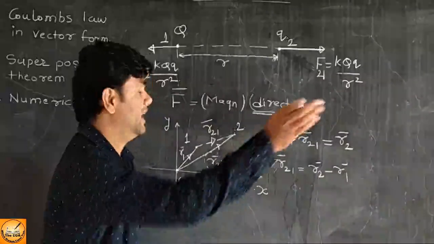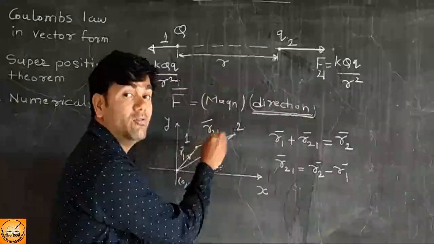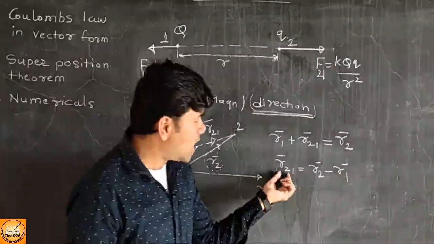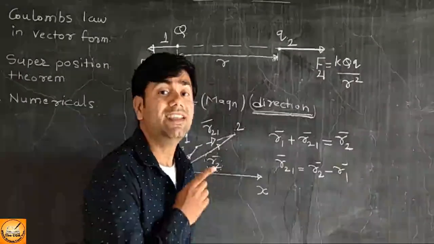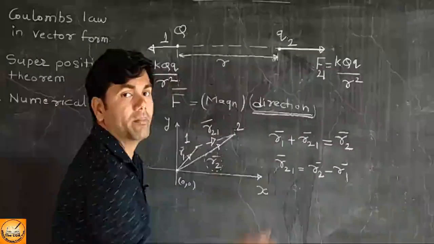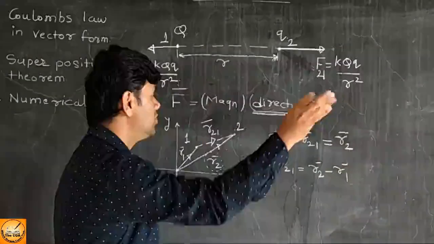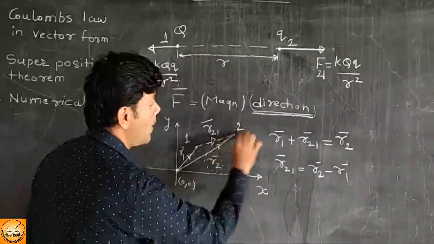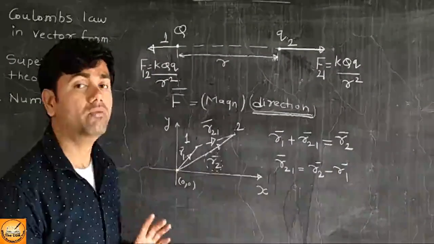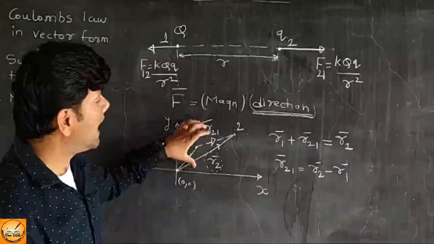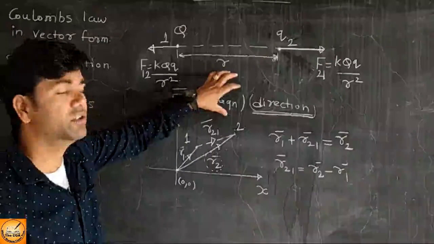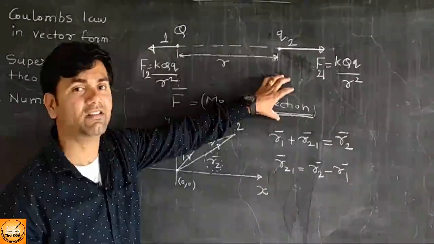So this will be the direction. We are standing on 1 and we are watching towards 2. That will be the direction, meaning this R21 bar vector is in the direction from 1 towards 2. We are standing on 1, we are watching towards 2. So this is the vector, but we don't want the vector. What we want is just the direction, because the magnitude of force we have got. We just want its direction, right?